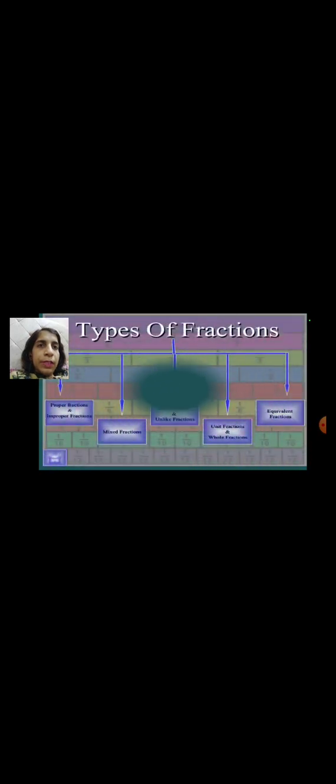Okay, so let's have a quick revision of this. First we have seen what a fraction is. It is nothing but a part of a whole. Next we have seen the types of fractions. Okay, and there are various types of fractions: proper fraction, improper fraction, mixed fraction, like and unlike fractions, unit and whole fraction.